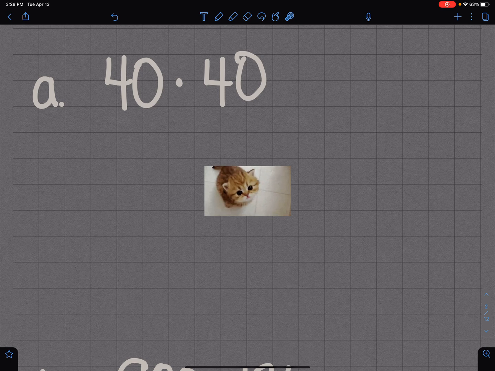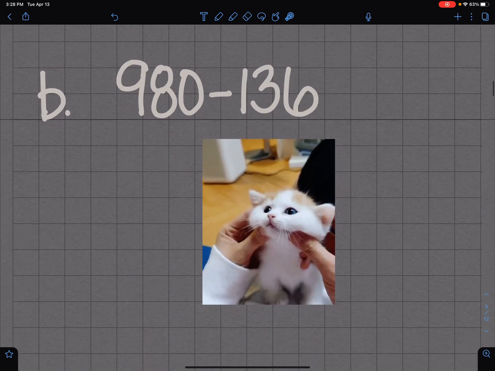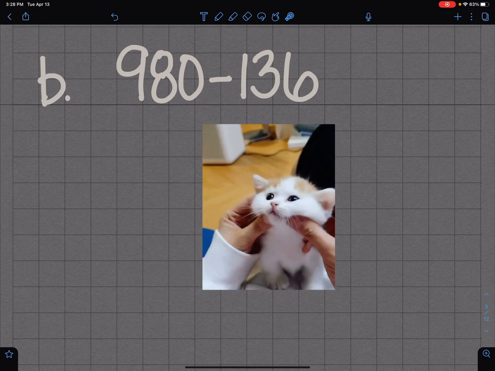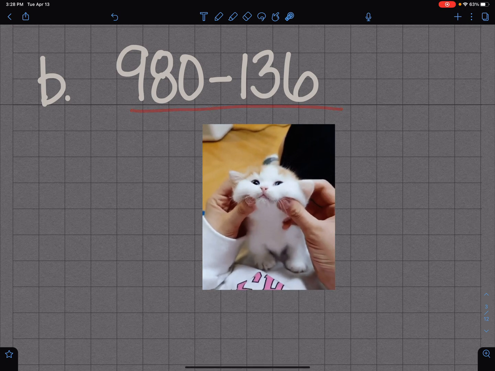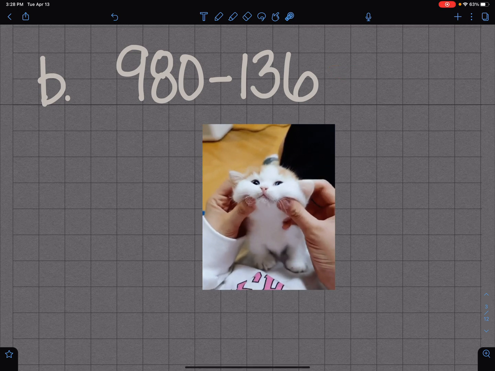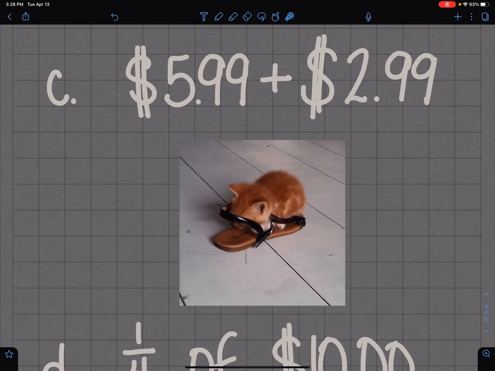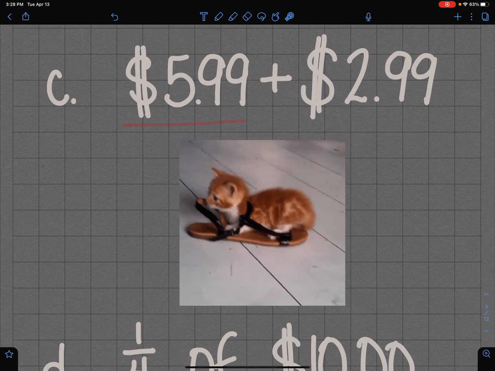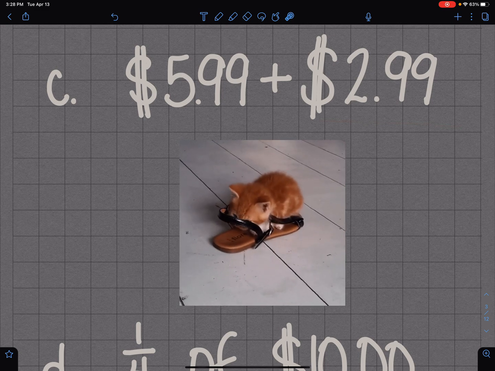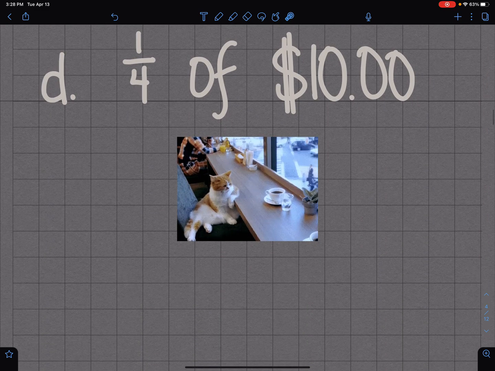All right, we're going to look at some cute kittens while we do the rest of mental math, okay? The first one is 40 times 40. Write your answer. All right, this little kitty is enjoying a little face massage, it looks like. Ready? 980 minus 136. C. What is $5.99 plus $2.99? D. What is 1/4 of $10?